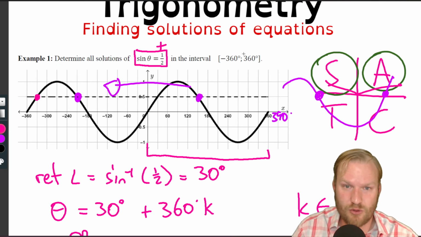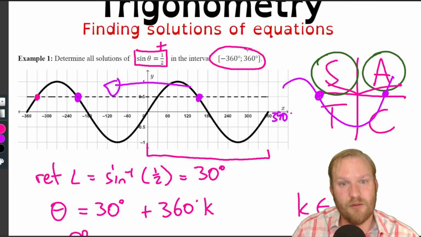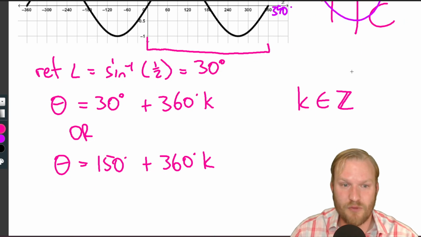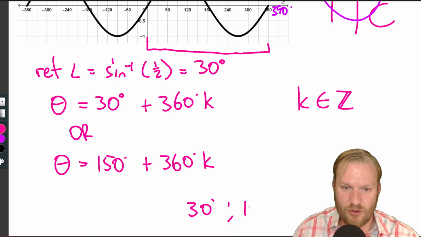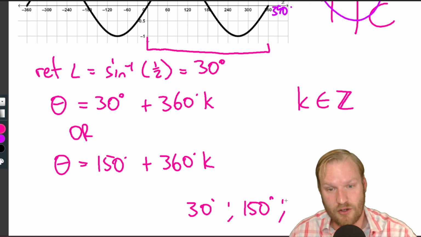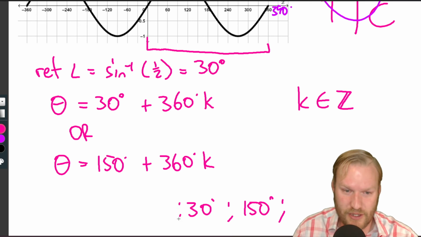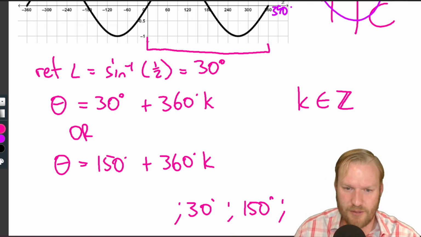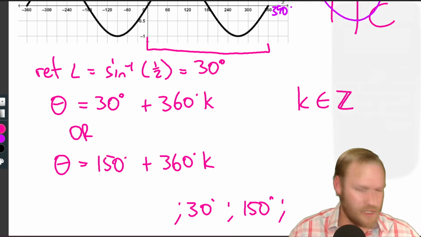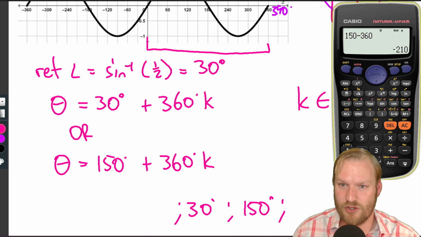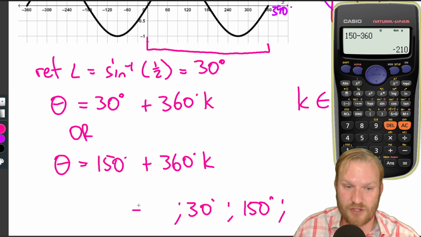So here we want all the answers that are between minus 360 and 360. These are our first two, 30 degrees or 150 degrees. Now if we add 360 to 30, we're going to have gone too far. 390 degrees is too big, so we're not going to consider that. 150 has obviously gone too big as well. And if we take 150 minus 360, we'll be at negative 210.